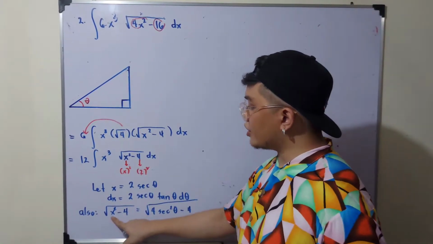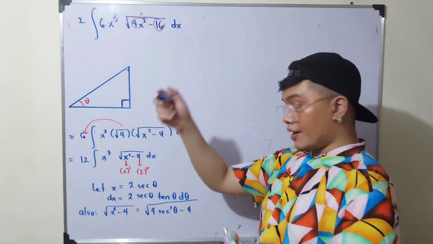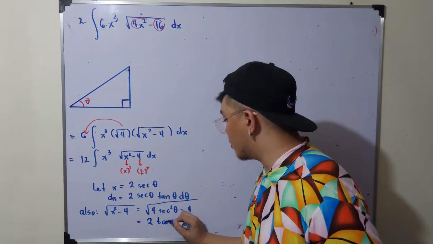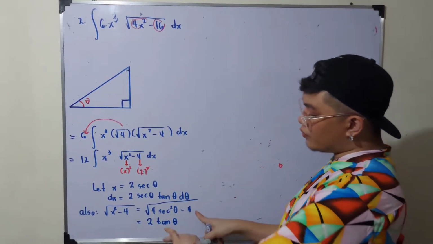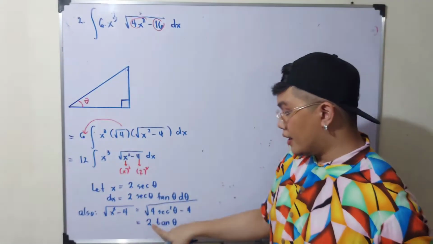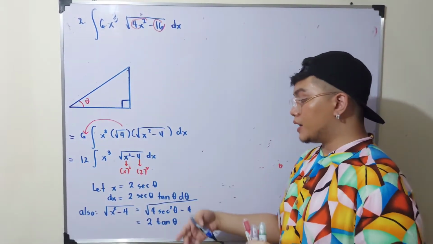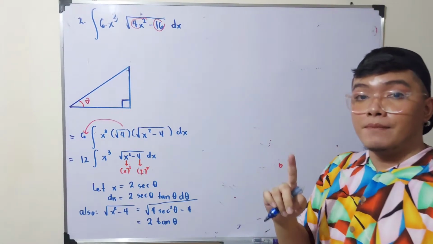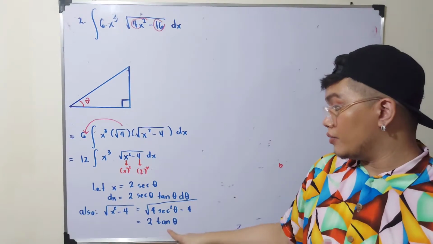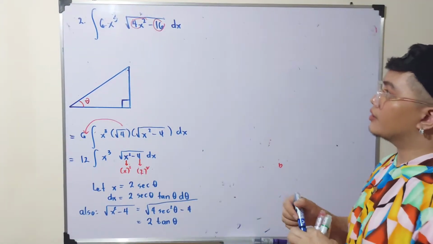So that x came from here, the square. And then eventually, this will become 2 tangent theta. So the 4 is factored out, then we take the square root of it, and then what remains inside is secant squared minus 1. Secant squared theta minus 1, that is equal to tangent squared. Take the square root, that is tangent theta.